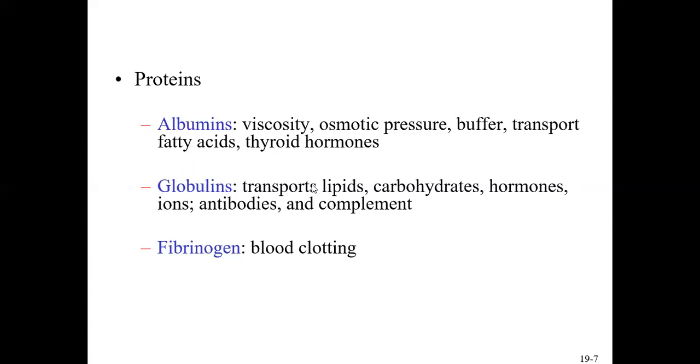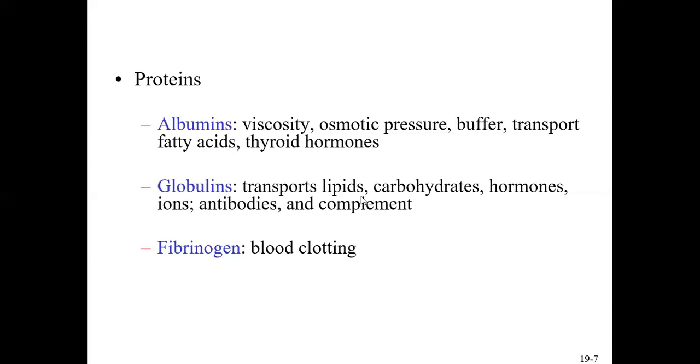Some globulins are listed here. They also help in transporting molecules such as lipids and carbs, hormones. Even some ions have to have a globulin type protein to transport. Your antibodies are globulins. And so there's a word that we'll look at in the chapter on lymphatics, which is immunoglobulin. And so that's just another name for an antibody.